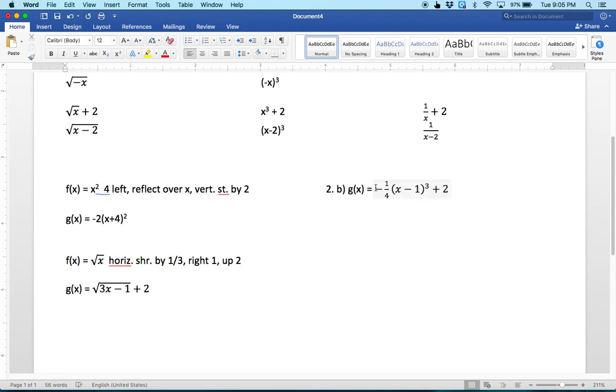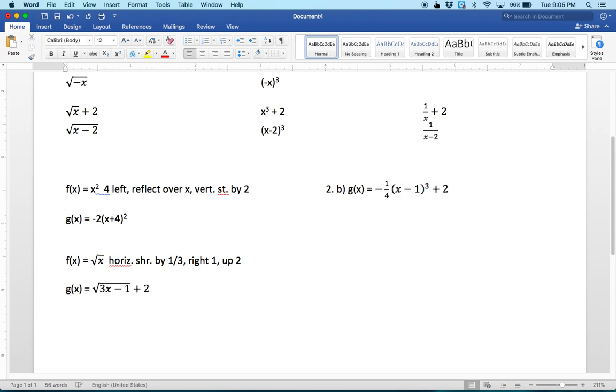We have this negative. That has its own job. A negative is always going to make a reflection. We have the 1/4. That's multiplying. That's going to be a stretch or a shrink. And then we have adding and subtracting. So that's going to be shifts, translations up and down. Both of these things are happening outside of the parentheses. So that means that they are vertical.